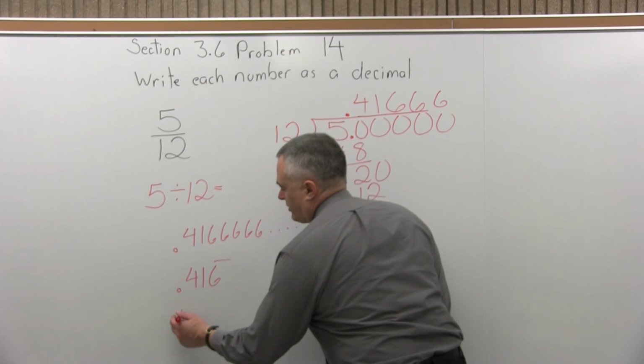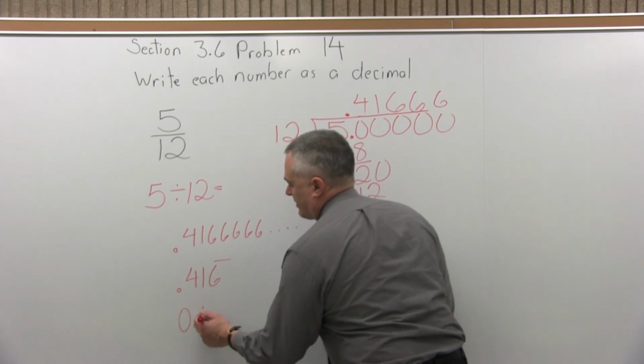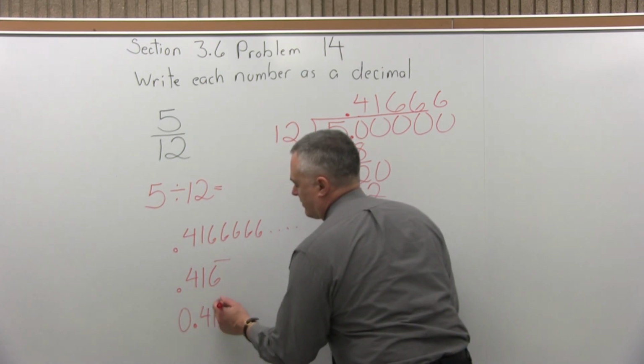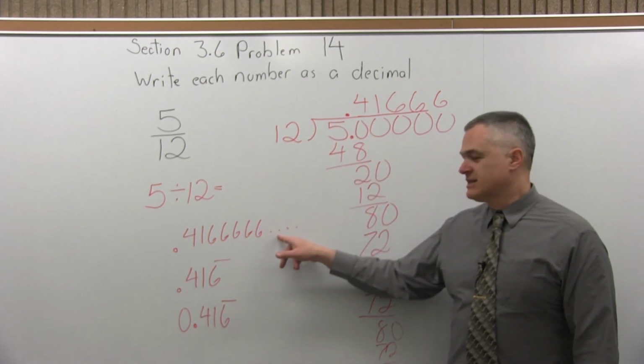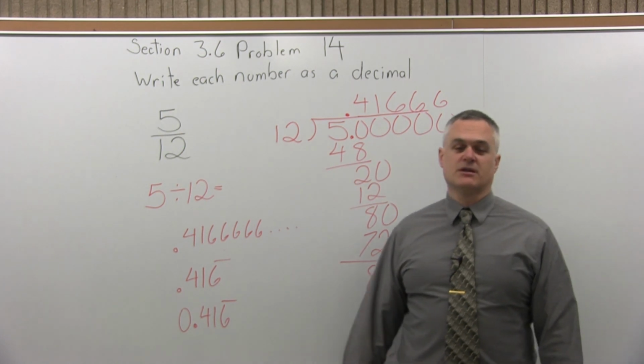Now, if you like, you can put a 0 in front of that, make it 0.416 with the bar over it. Either way there is okay. Or if you don't like the bar, you can put several 6's and then dot, dot, dot after. It'll say the same thing. But it's more writing.